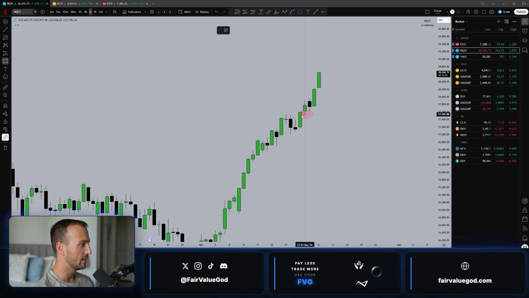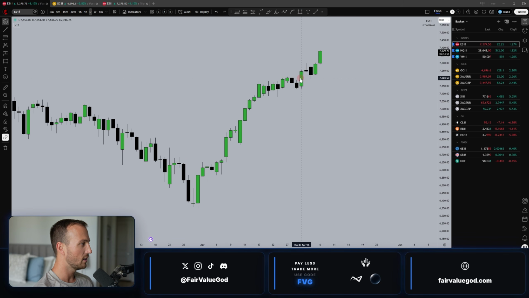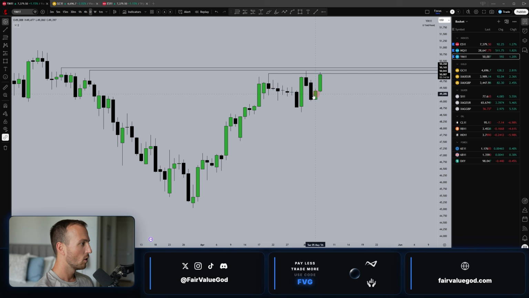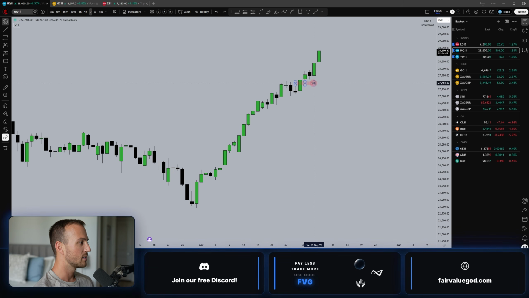Now, if we look at the daily, okay, and you see we had some SMT right here at this imbalance on the daily, right? So strength has been with NASDAQ lately. If you go to ES, you can see we dip into that fair value gap there. YM completely disrespected there, so some weakness there. But NASDAQ has been the strongest, right?